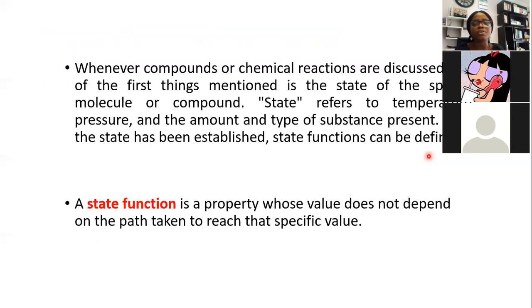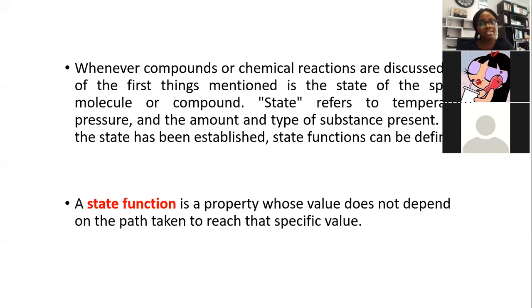Whenever compounds or chemical reactions are discussed, one of the first things mentioned is the state of the specific molecule or compound. State refers to temperature, pressure, and the amount and type of substance present. Once the state has been established, state functions can be defined. And what is a state function? A state function is a property whose value does not depend on the path taken to reach that specific value.